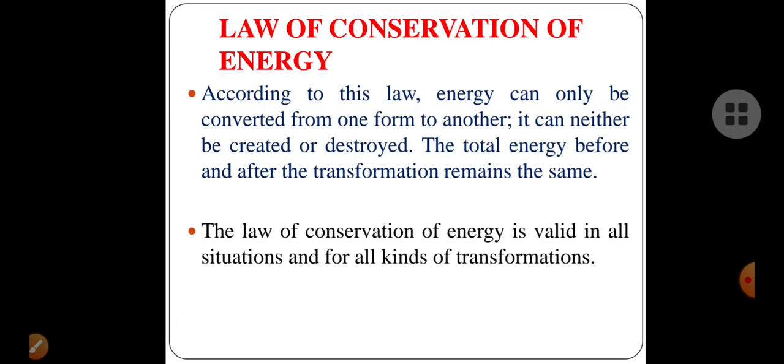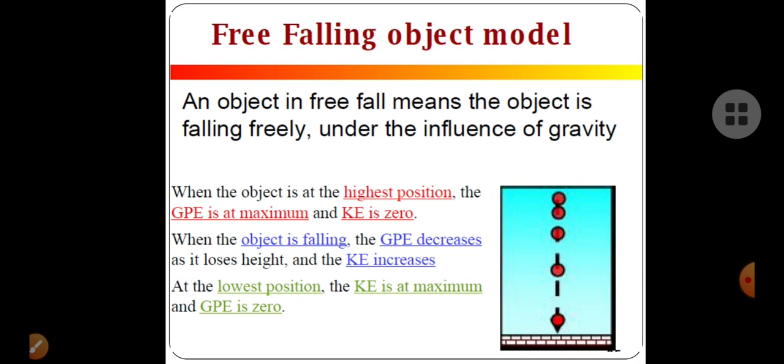That's why we can state the law of conservation of energy, because according to this law, energy can only be converted from one form to another. It can neither be created nor destroyed. It means the total energy before and after the transformation remains the same. Some part of it is converting to another form, but if we add up all the types of energy, the total energy always remains the same. The law of conservation of energy is valid in all situations and for all kinds of transformations.